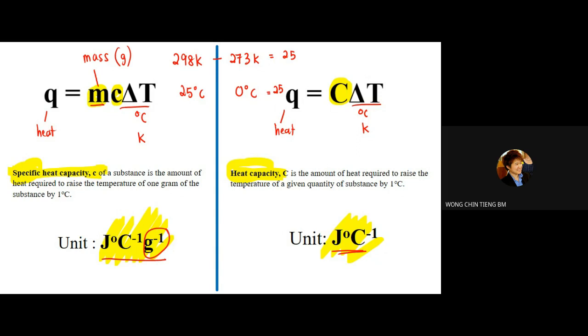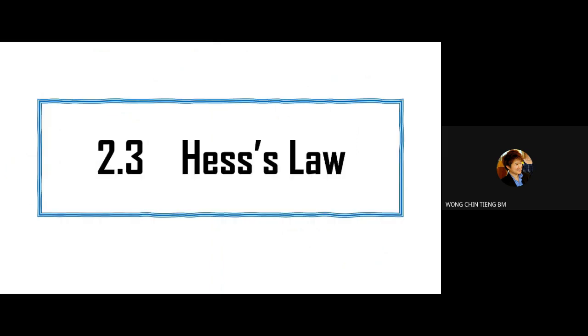So cara yang paling senang bukan hafal ayat, tengok unit. Ada gram negative one, depan kena ada MC delta T. Kat belakang tak ada gram, means C delta T. Nampak? Okay? Beres? Senang eh? Sangat senang. Dua je formula dalam ni. Hess's law pun sangat senang.